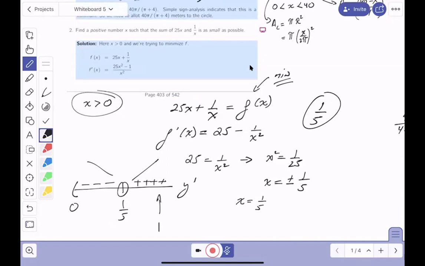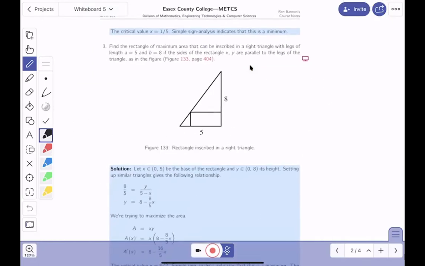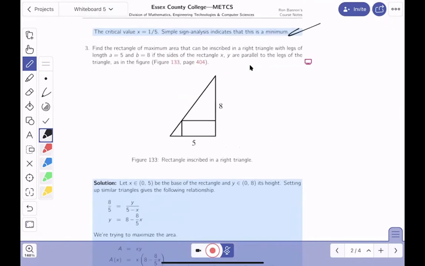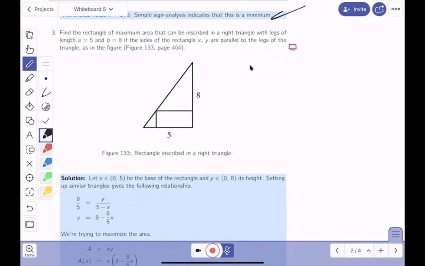Let's go to the next page, see if it's answered. And they say 1/5, and that's a good deal. All right, number 3, they give me a picture, and it says, find the rectangle of maximum area. Let me point out what I mean by that. This is the rectangle I'm looking at. They gave me a picture.